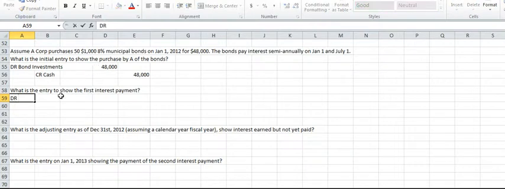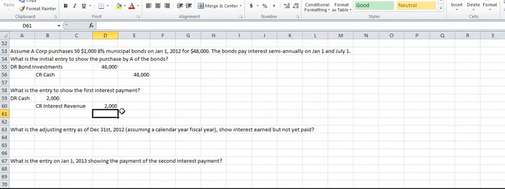So we're going to have a debit cash $2,000, credit interest revenue $2,000. Okay, so that, assuming there's no financial statements that need to be done in between when the last interest payment was made and this interest payment needs to be made, this is what just a normal entry would look like. Debit to cash, showing that we received $2,000 in interest. Credit to interest revenue, categorizing that as interest revenue.